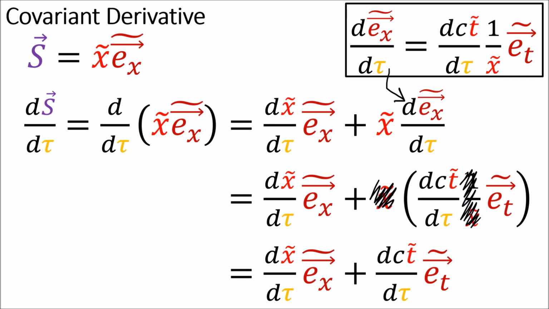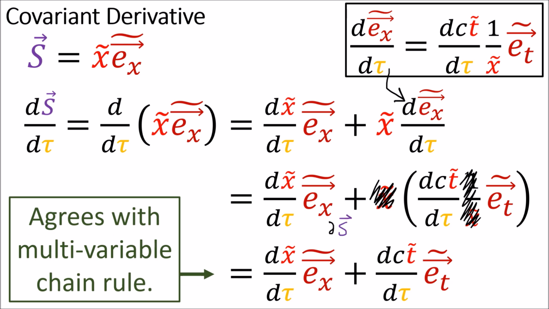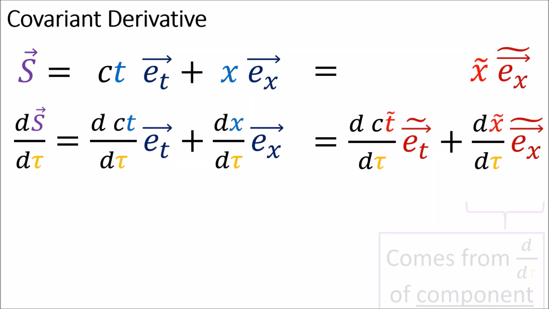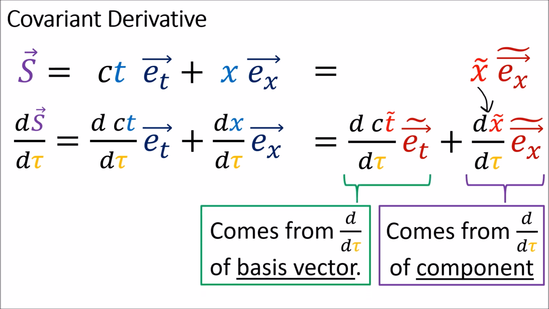And this result is not very surprising. It's the exact same formula we would get if we were to expand dS by d tau using multivariable chain rule in Rindler coordinates. We just calculated this same result in a slightly different way. So part of this result comes from the derivative of S's component, and the other part of the result comes from the derivative of S's basis vector. And we need both parts or else we get the wrong answer.